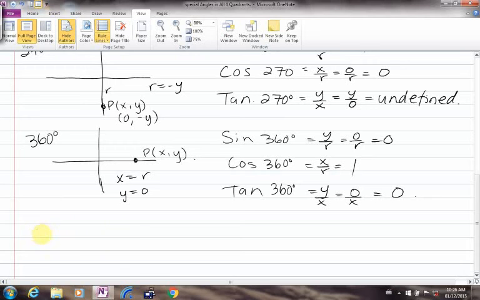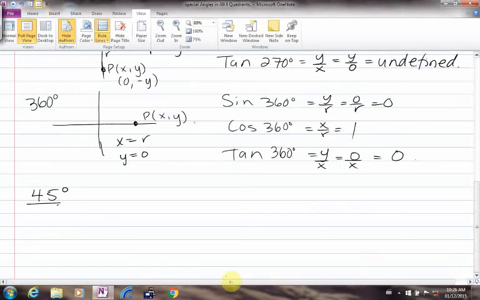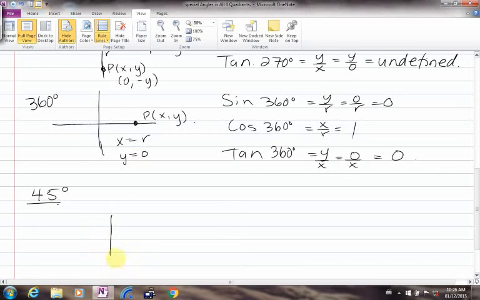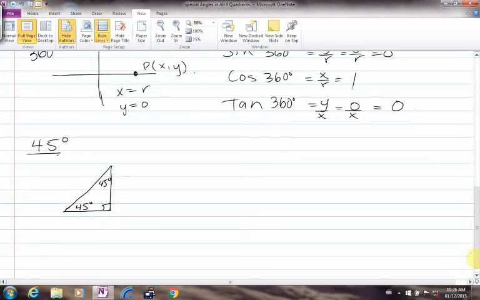Next one we're going to look at is 45 degrees. And to get a sense of what's going on with a 45-degree triangle, I'm going to create for you a 45-degree right triangle. So if this is 45 degrees down here, what would the other angle be? 45 degrees. So what kind of triangle do I have?